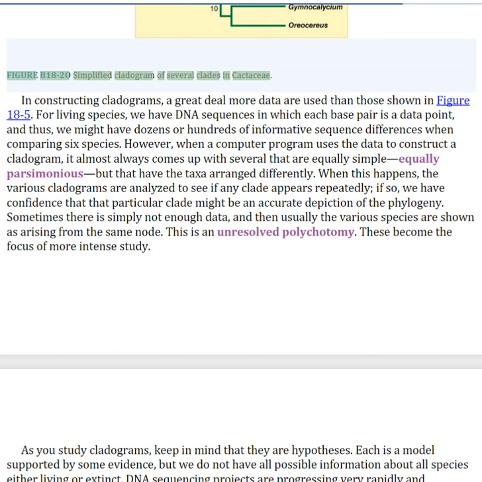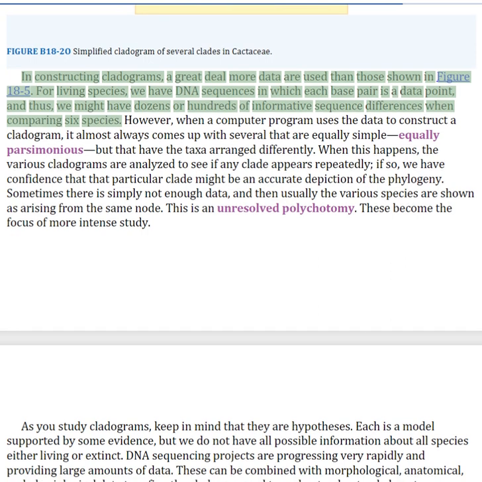Figure B18-2O: simplified cladogram of several clades in Cactaceae. In constructing cladograms, a great deal more data are used than those shown in Figure 18-5 for living species. We have DNA sequences in which each base pair is a data point, and thus, we might have dozens or hundreds of informative sequence differences when comparing six species.